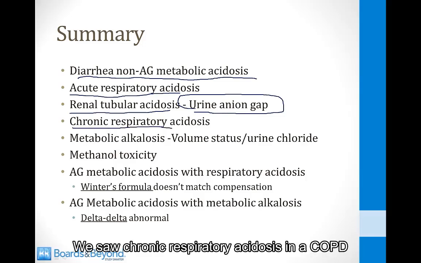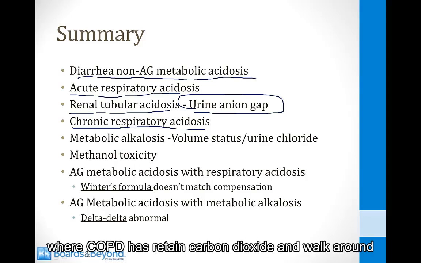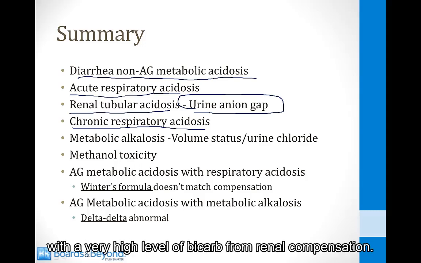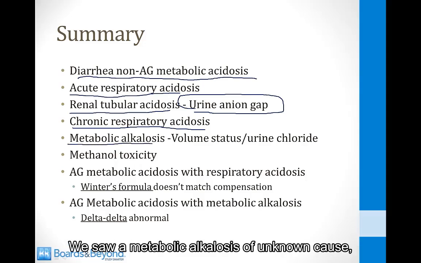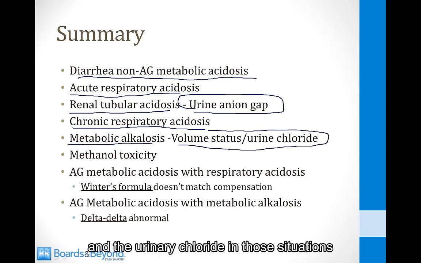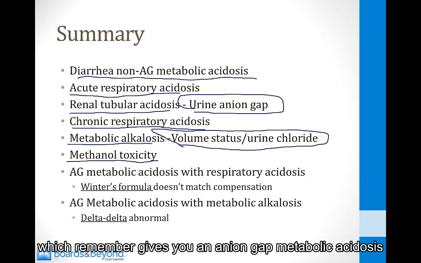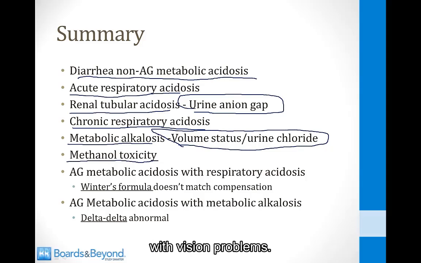We saw chronic respiratory acidosis in a COPDer, a very classic clinical scenario where COPDers retain carbon dioxide and walk around with a very high level of bicarb from renal compensation. We saw a metabolic alkalosis of unknown cause, and we've reminded everyone that you want to know the volume status and the urinary chloride in those situations to determine the etiology. We saw methanol toxicity, which remember gives you an anion gap metabolic acidosis with vision problems.